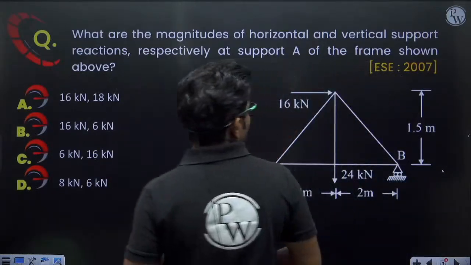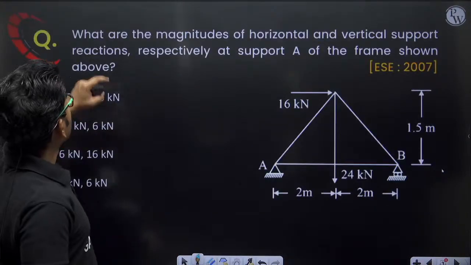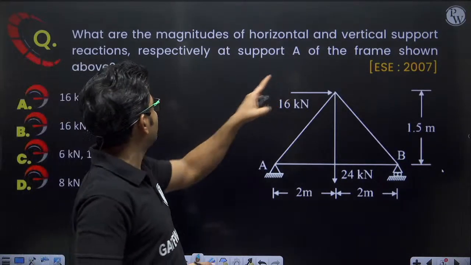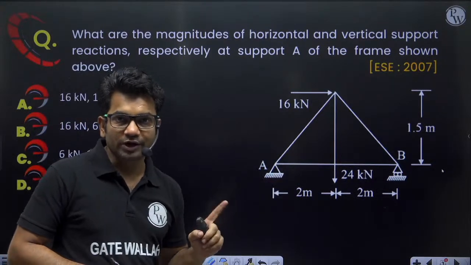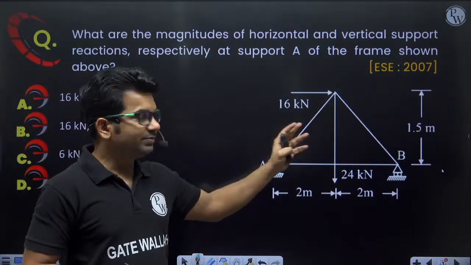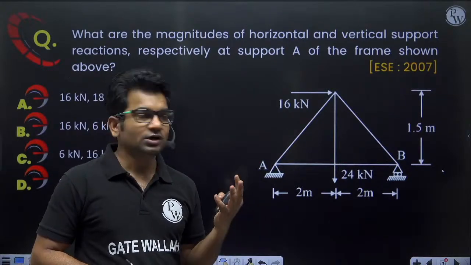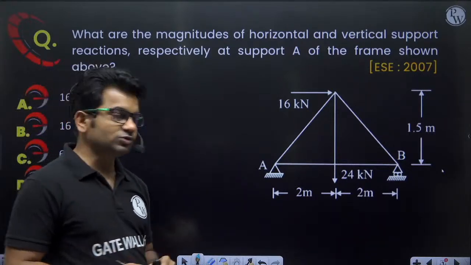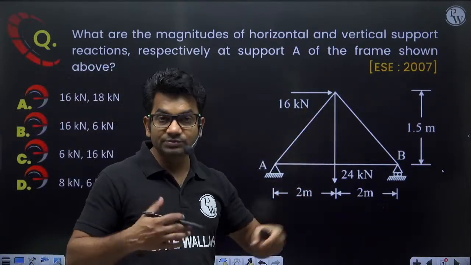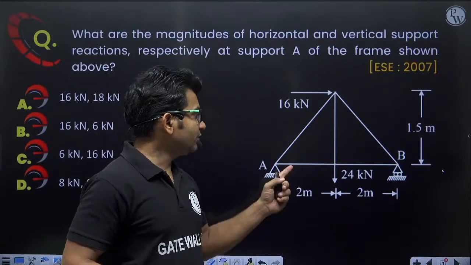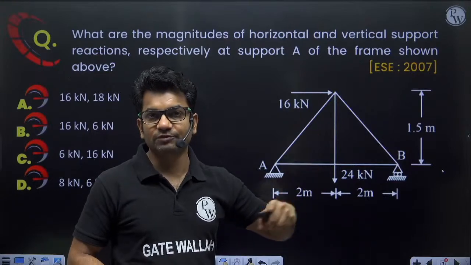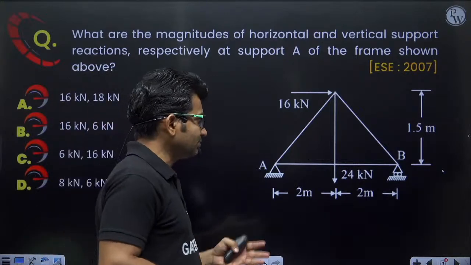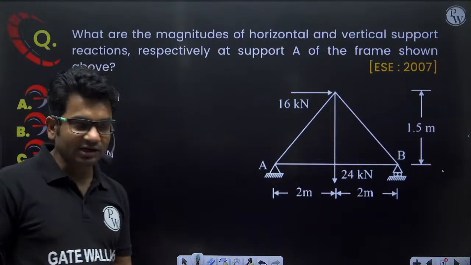Question number 1. This is ESE 2007. What are the magnitudes of horizontal and vertical support reactions respectively at support A of the frame shown here? Here we are having a frame. Now you might be thinking, sir, this is a question of truss. Why are you solving a question of truss in strength of materials? But look carefully in this question. Member forces are not asked. In which member what is the force, that is not asked. If they had asked for member forces, then it would have been a question of structural analysis. We can still put this question in structural analysis, but we can solve it by methods of strength of materials also.